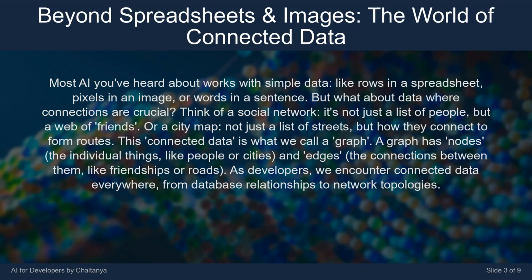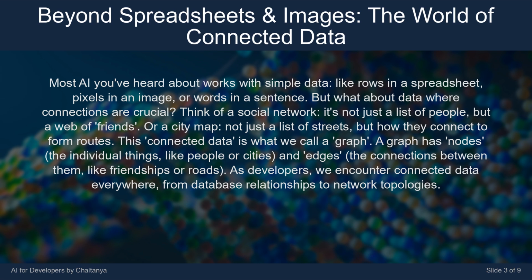Most AI you've heard about works with simple data, like rows in a spreadsheet, pixels in an image, or words in a sentence. But what about data where connections are crucial? Think of a social network. It's not just a list of people, but a web of friends. Or a city map, not just a list of streets, but how they connect to form routes. This connected data is what we call a graph.